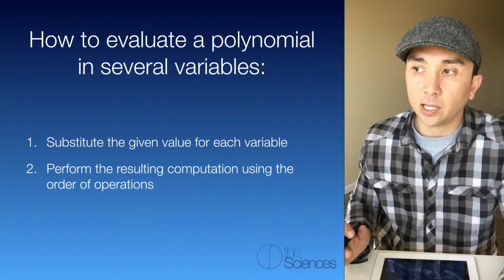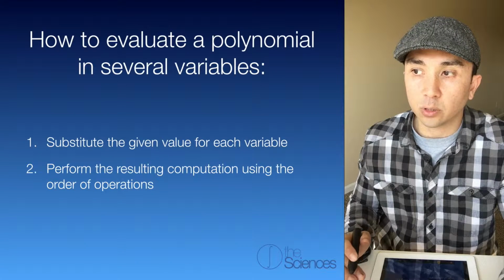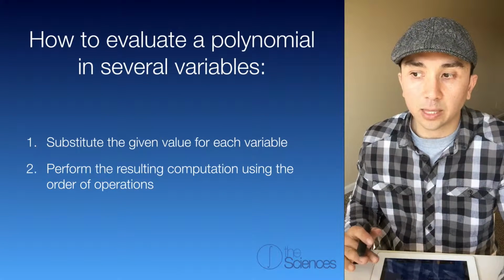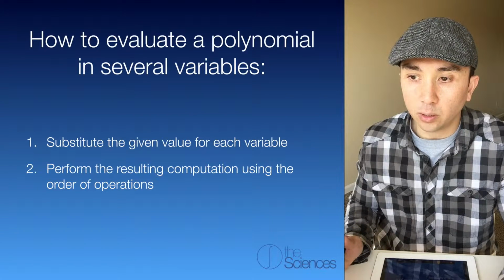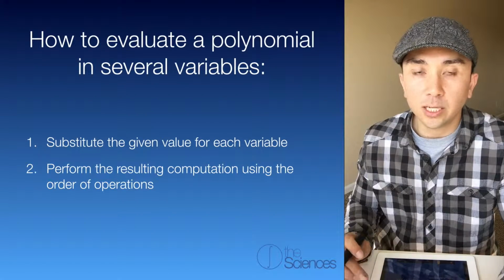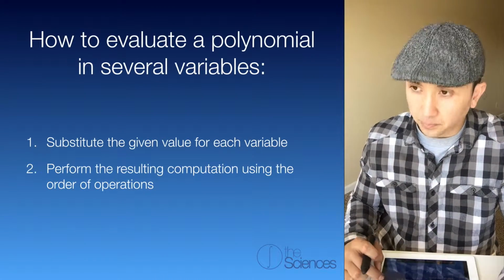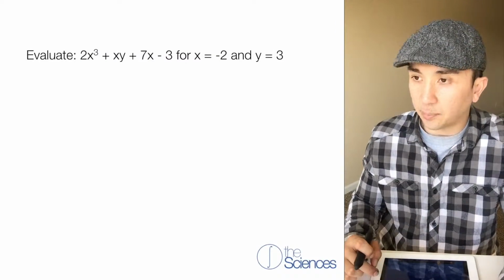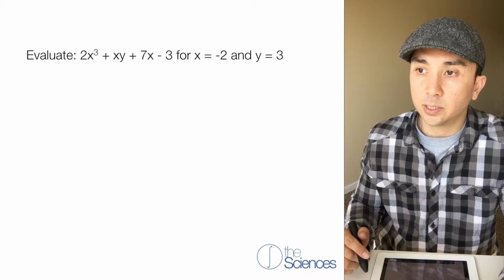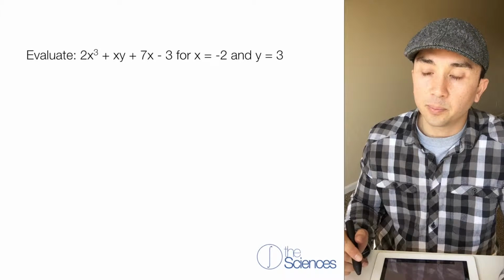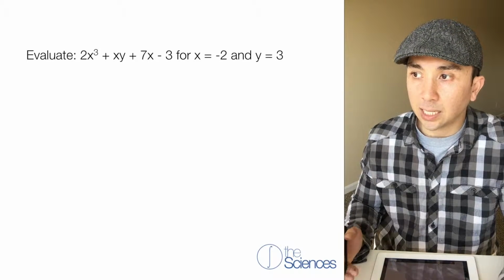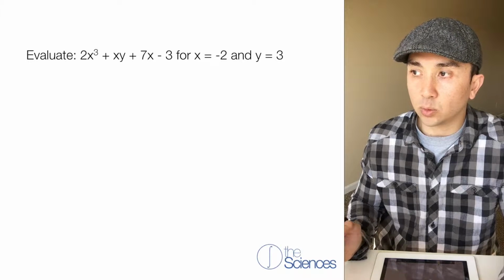So here's how to evaluate a polynomial in several variables. All you're going to do is substitute the given value for each variable and then perform the resulting computation using the order of operations. So let's do an example. Let's evaluate 2x cubed plus xy plus 7x minus 3 when x equals negative 2 and y equals 3.